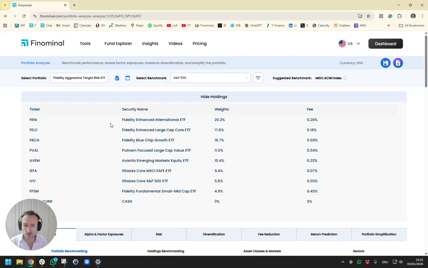So we do see there are about 8 ETFs and a little bit of cash. We do see that it's primarily Fidelity ETFs, but there are also some ETFs from other managers. So it's great to see that they also use third-party asset managers. We do see that the largest allocation is to an ETF that provides international exposure, 20%. There's a large cap core ETF, this is US stocks, with 17%, and a blue chip growth ETF with 16%.